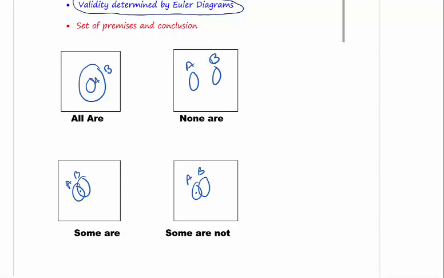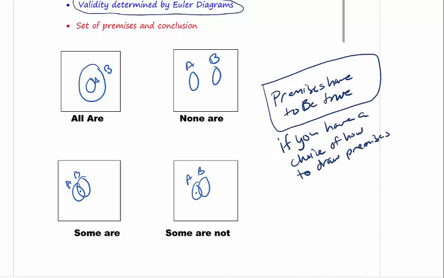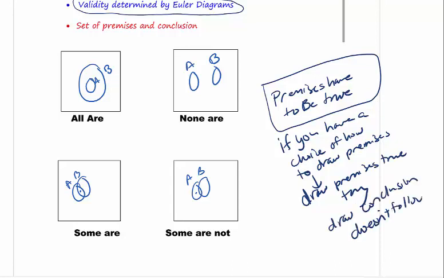Now, the key to these problems is when we're drawing them, the premises have to be true. It's kind of just the same idea as when we're dealing with the symbolic ones in the last one. The premises have to be true. So in your drawing, they have to be true. But if you have a choice how to draw your premises, you still have to draw them so that they're true, but you want to try to draw it so that the conclusion is invalid. So still draw the premises as being true, but try to draw it so the conclusion doesn't follow. That's the key to this whole section.